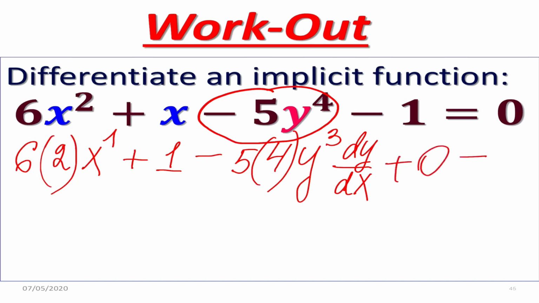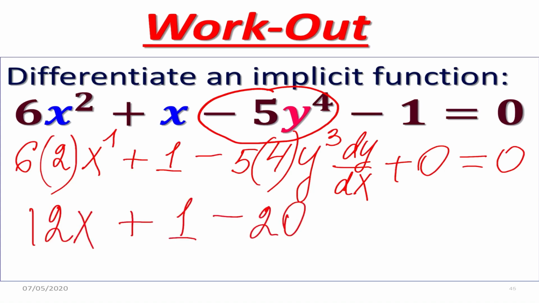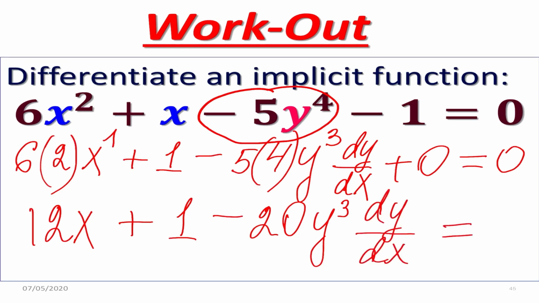Moving to the next term, the derivative of negative 1 is 0. And also keep in mind, actually we have to differentiate the right side also. But since this is 0, it doesn't change. So technically we are done. All we want to do is just clean it up. So it becomes 12x plus 1 minus 20y cubed dy dx equals 0.